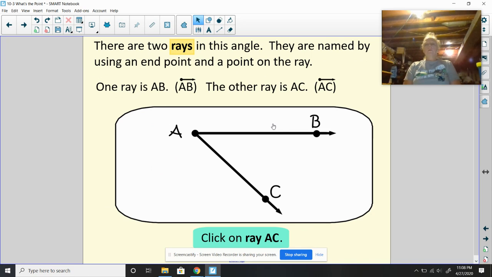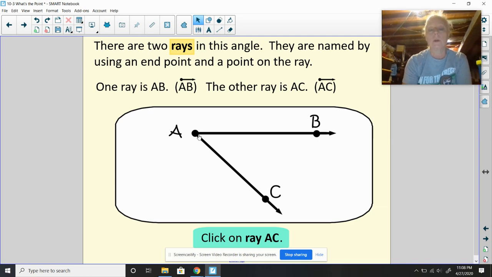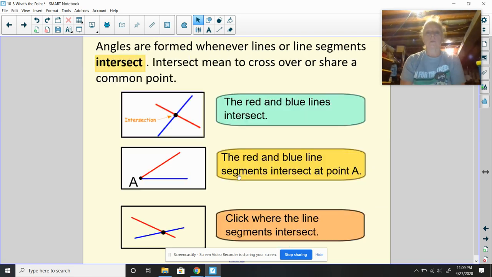All right, here's another example of an angle. These are 2 rays in this angle. They're named by using an endpoint and a point on the ray. So we can call this one ray AB. We can call this one ray AC. They connect at one point, that vertex at point A. Like I said before, we aren't going to do a whole lot really with naming rays and angles and things like that, but it's good for you to know. You'll do it in fourth grade.